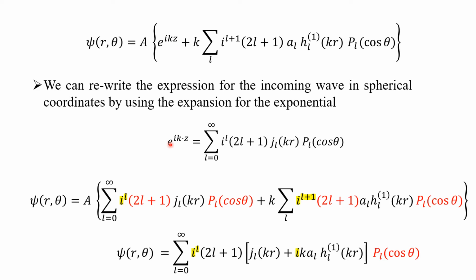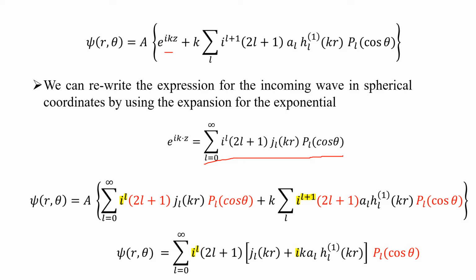So we can rewrite this expression in spherical coordinates by using the expansion for this exponential, that is the first term. The first term in Cartesian coordinates is e power ikz, which is equal, in spherical polar coordinates, to summation over l from 0 to infinity, i power l into 2l plus 1 into j_l into P_l cos theta. Now you plug this into the first term, and the second term you can keep as it is.